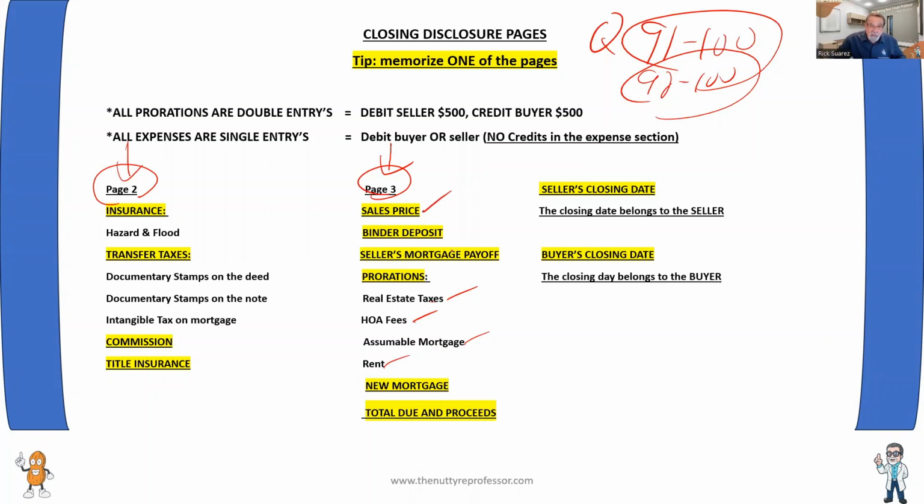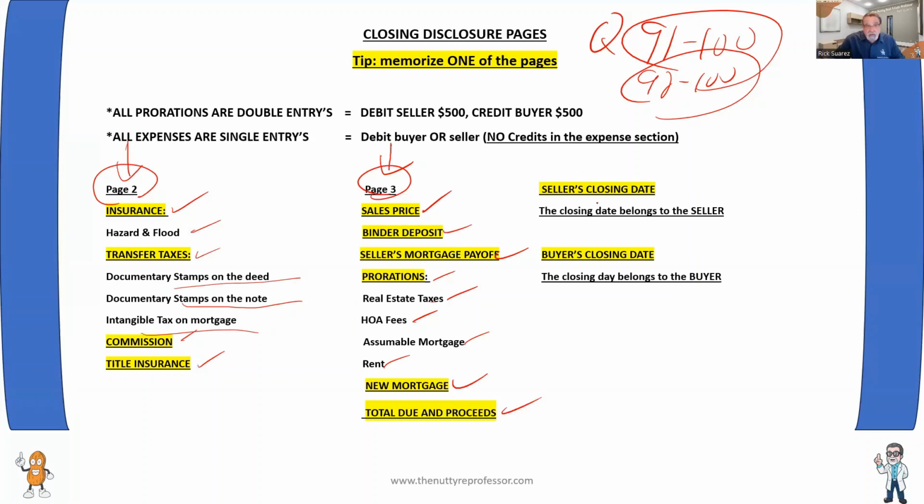So you get the sales price on page 3. You've got the binder deposit, which is the escrow deposit. The seller's mortgage payoff, if he has a mortgage, will be shown on page 3. And here are the prorations: property taxes, HOA, assumable, or rent. Also, if there's a new mortgage, how much is owed from the buyer and how much is due to the seller. On page 2, you have the insurance, hazard and flood, and then you have all the transfer taxes. You have documentary stamps on the deed, documentary stamps on the note, intangible tax on the mortgage, commission, and title insurance.